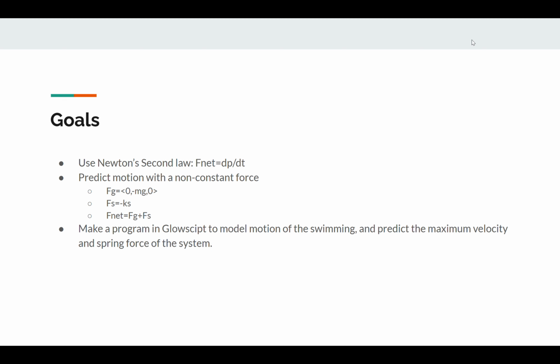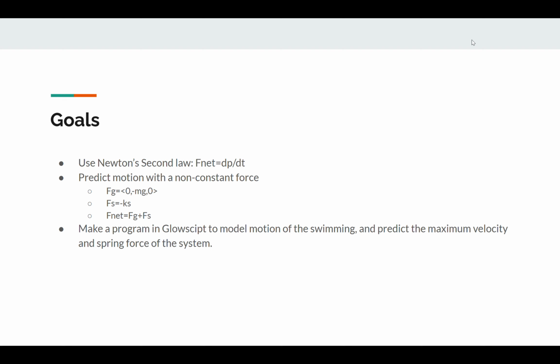So the goals for this, we're going to use Newton's second law, which is F net equals dp/dt, to predict motion with a non-constant force. Our forces that make up F net are Fg and Fs, where Fg is negative mg in the y direction and Fs is negative ks. Negative ks is going to be acting in x and y, not z, no z on this. And then F net is going to equal Fg plus Fs.